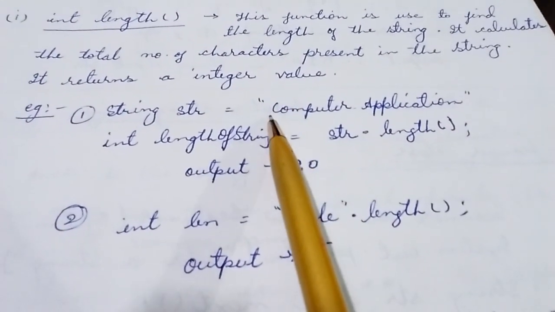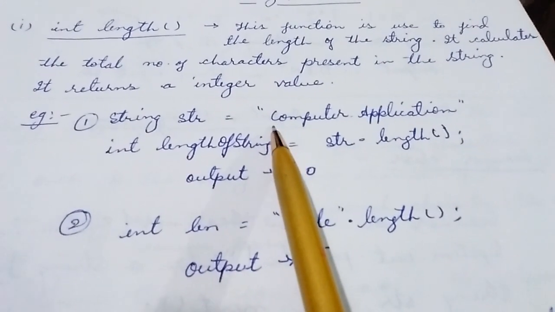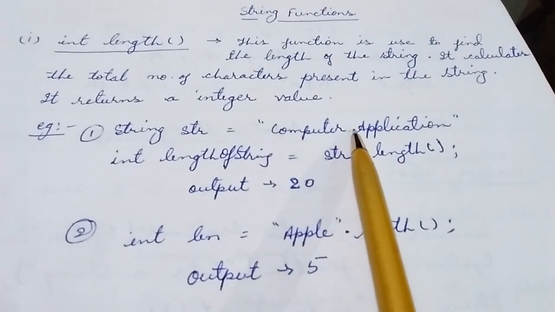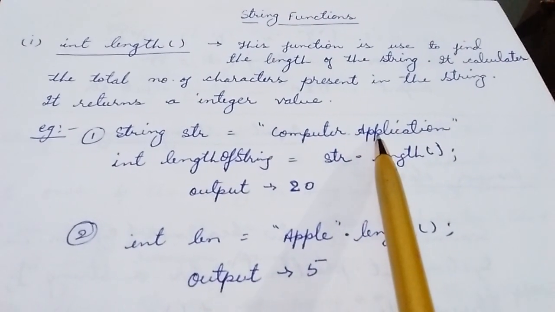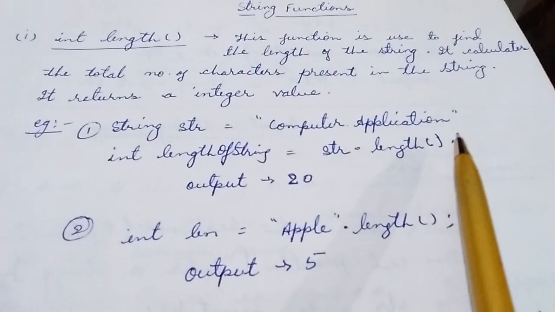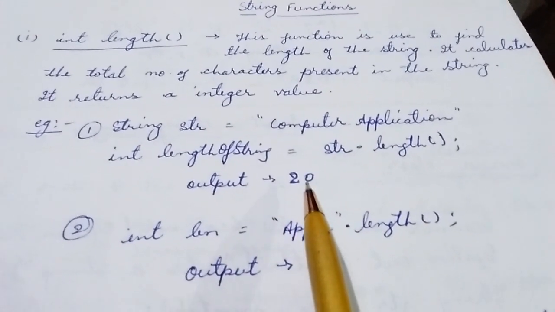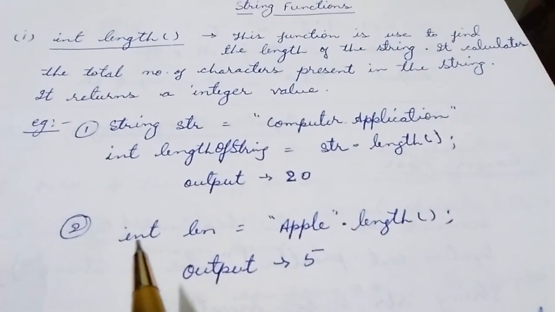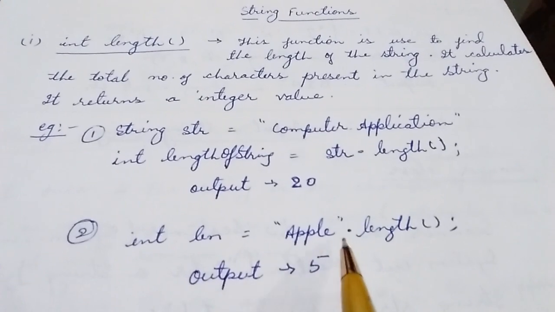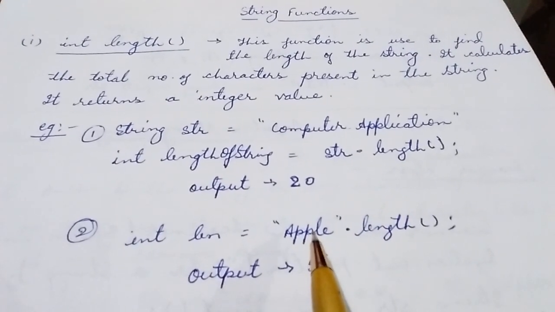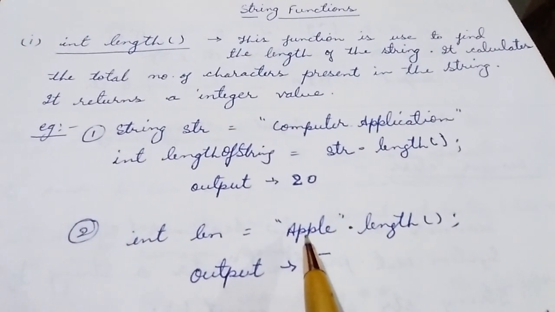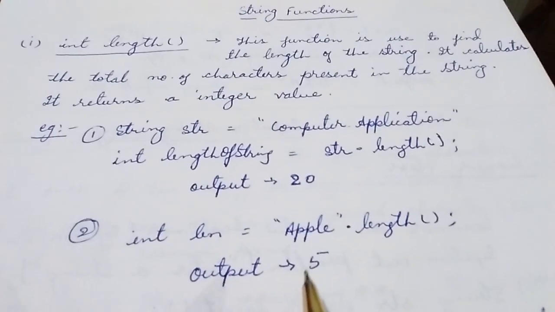The length of the string starts with 1. Let us see: 1, 2, 3, 4, 5, 6, 7, 8. This is your 9. White space is also counted. 10, 11, 12, 13, 14, 15, 16, 17, 18, 19, 20. So, the length of the string returned is 20. The second example, int len equals to "apple".length. Here, instead of passing a variable, we can also pass the string directly. So, it will return 5.